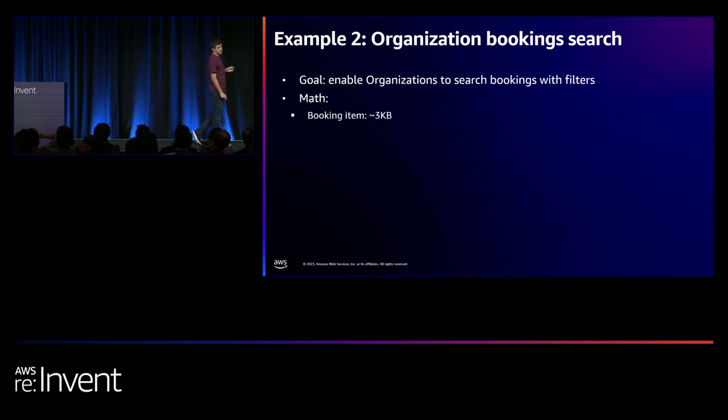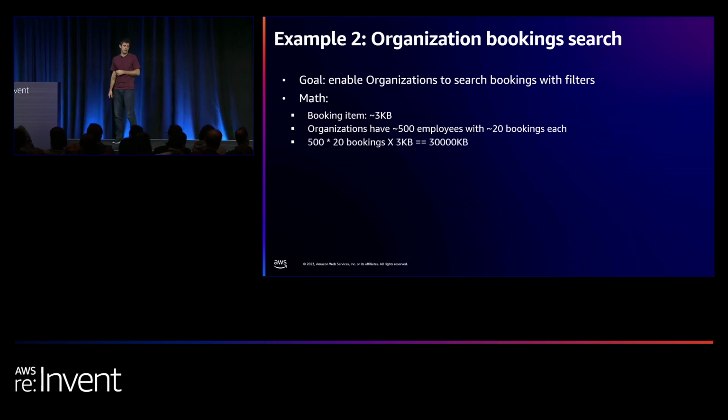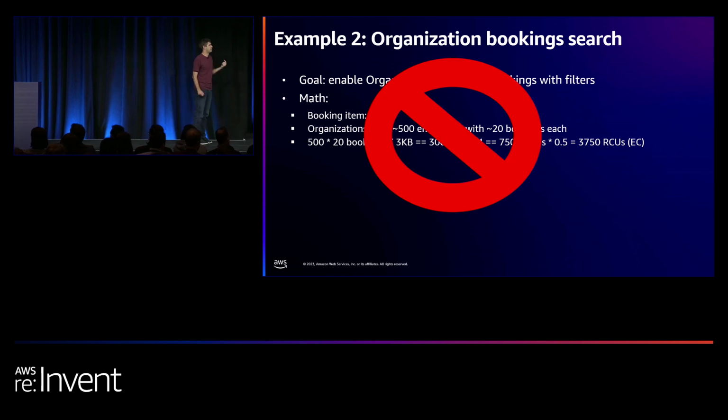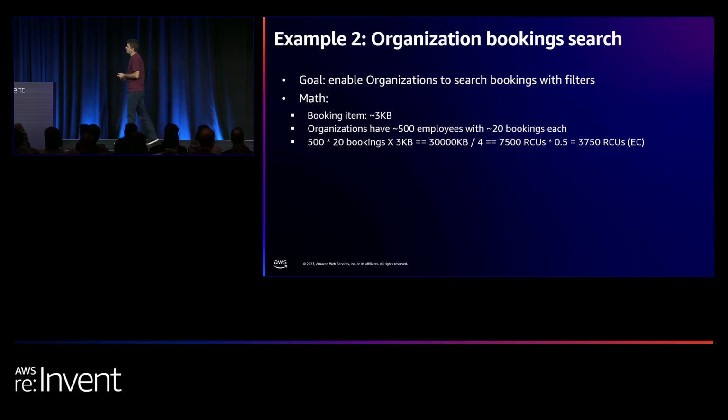Because we still have that 3 kilobyte booking item, but now we have 500 employees, let's say, with 20 bookings each. If we do the math on that, now we're talking 30,000 kilobytes. It's going to be almost 4,000 RCUs, even with an eventually consistent read. That's not something I really want to be doing. So how can we make this better at this point?